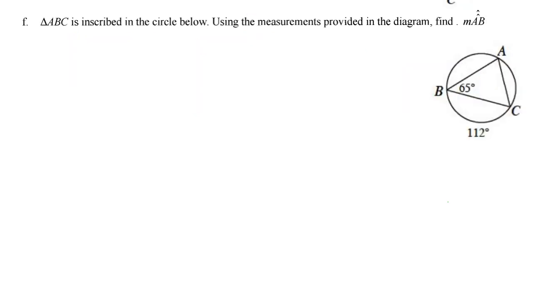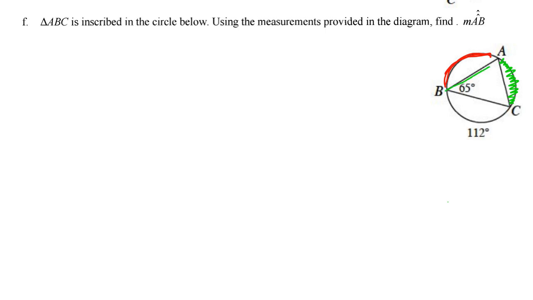Hang in there, guys. We have the last question to work on. Triangle ABC is inscribed in the circle below. Using only the measurements found in this triangle, you want to find the measure of arc AB. To find the measure of arc AB, I need to find all of the other arcs in that circle, and then I can subtract everything from 360. Could you find the measure of arc AC? Because this will solve the whole puzzle if I can find the measure of arc AC.